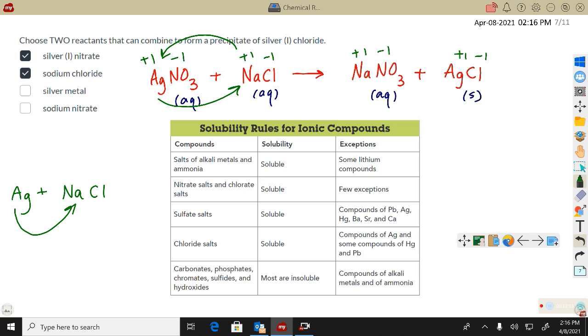But as a double replacement, the only thing I have to worry about is that the two reactants would dissolve in water, which on this chart they would. Any salt with nitrate is soluble, and chlorides are soluble, with just a few exceptions. Sodium chloride will dissolve, but notice that silver is one of the exceptions. Well, yeah, because we were trying to form a precipitate of silver chloride, which means that it's a solid.